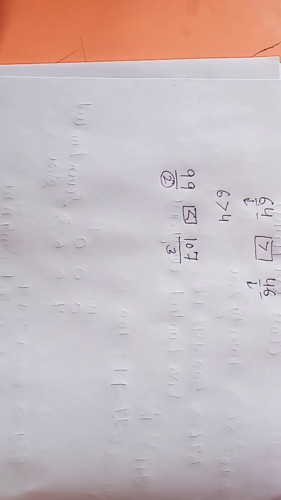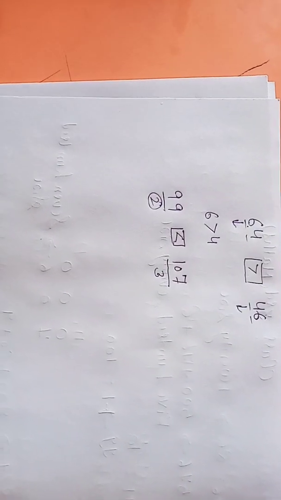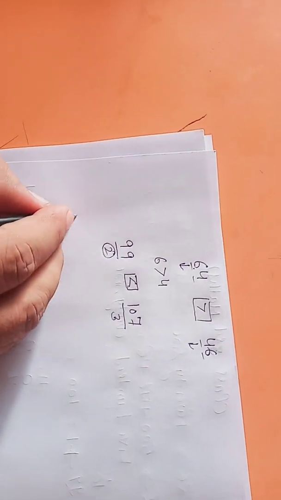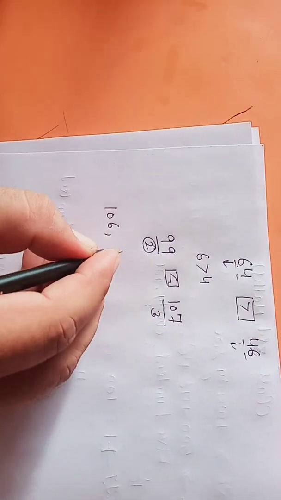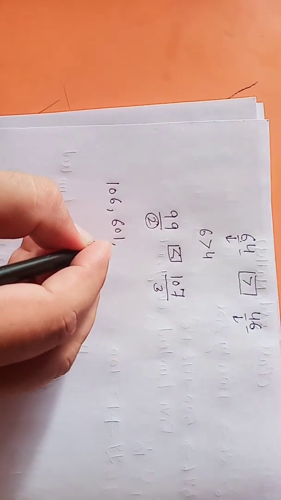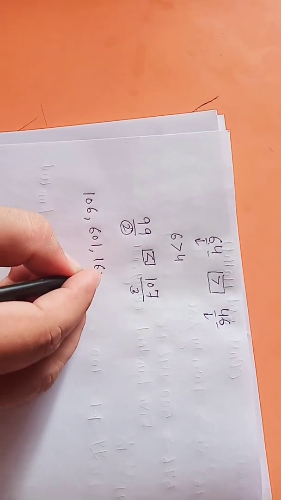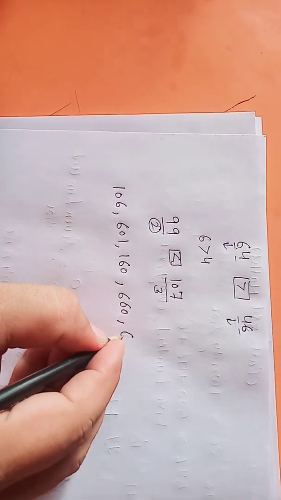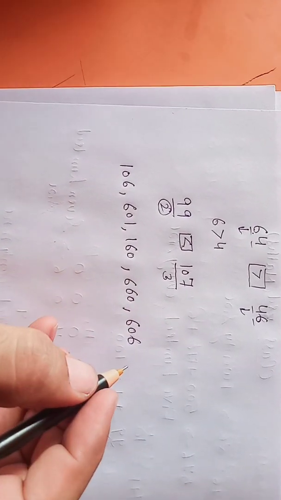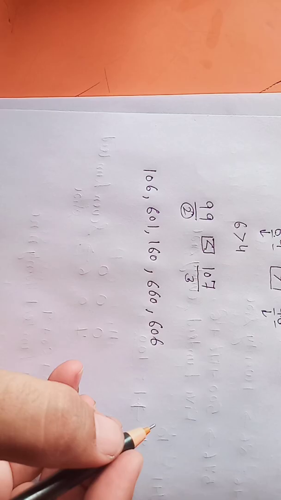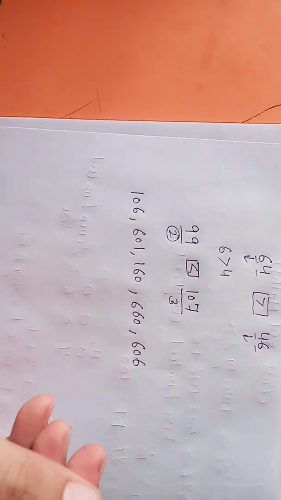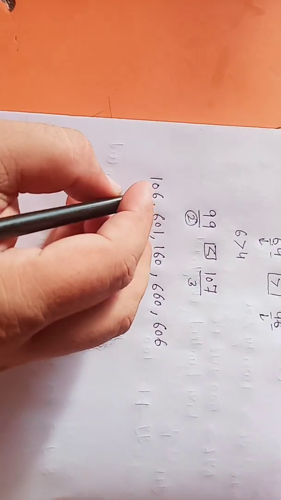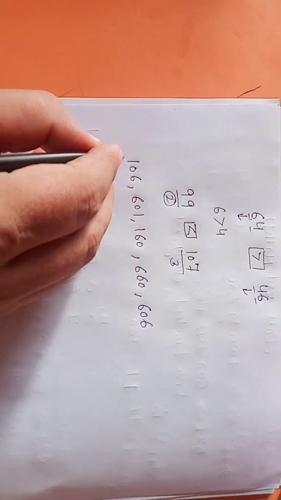Easily you can solve. And you know numbers given like this: 106, 601, 160, 666, 606, and you have to tell what? Greatest from these. Greatest number from these. First you can apply which method? First you can apply this method.